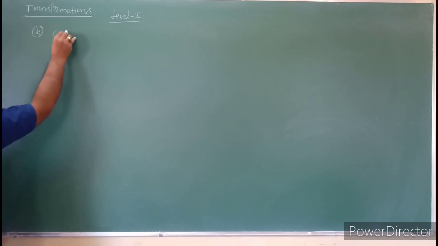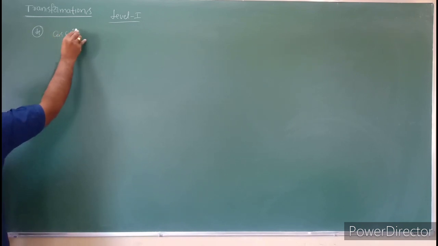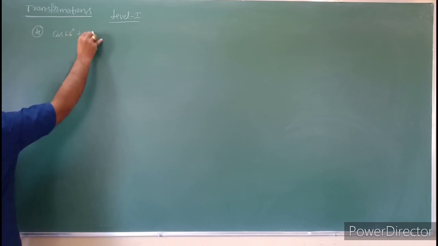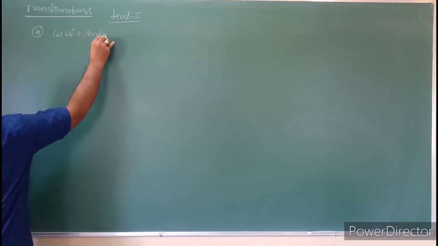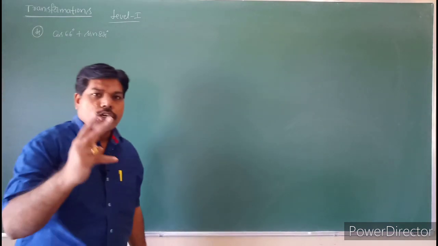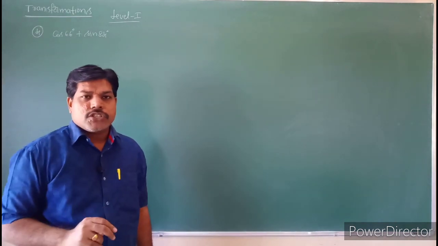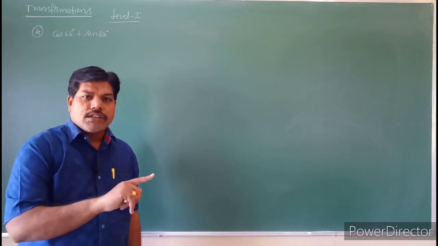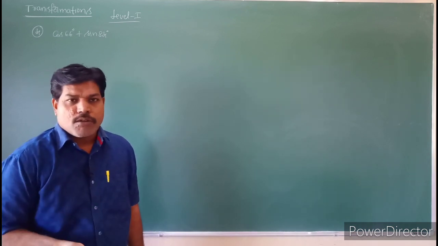Cos 66 degrees plus sin 84 degrees. So two terms are there. Two trigonometric functions are there. One trigonometric function is cos and another is sin. So there is no formula to apply.